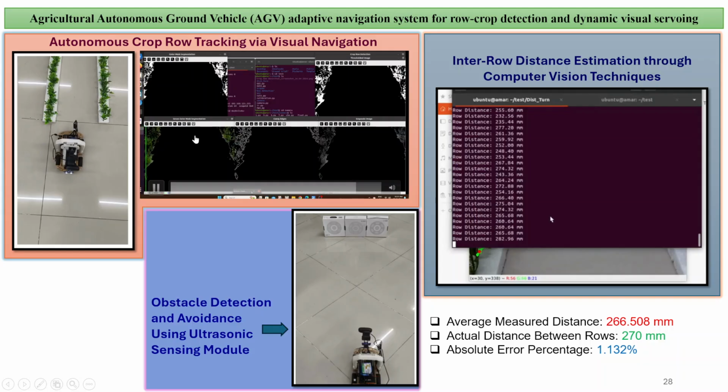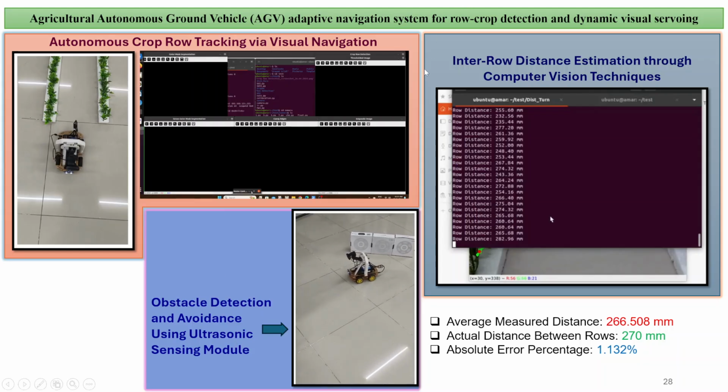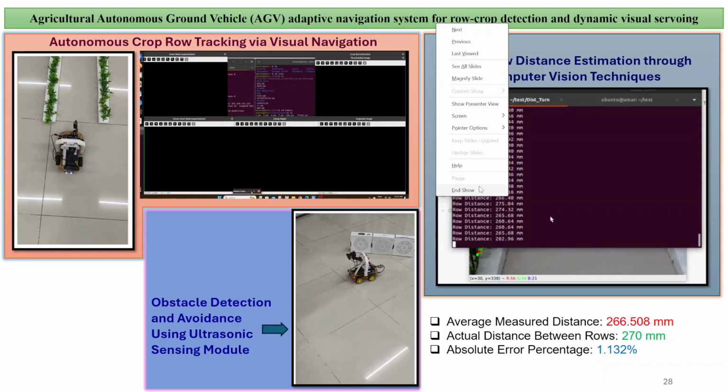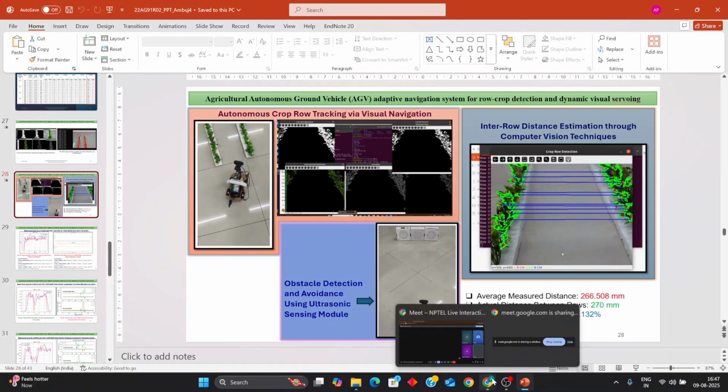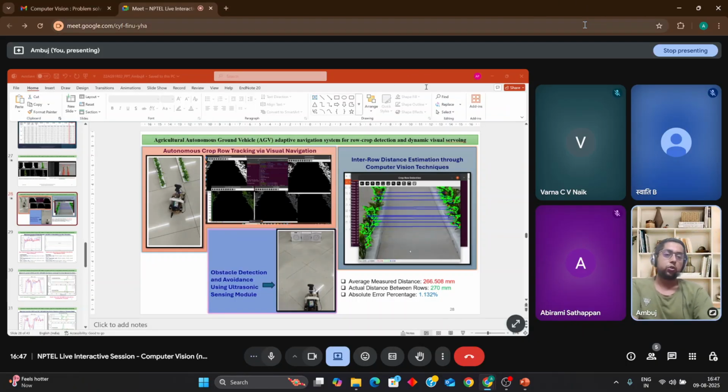So the principal application of computer vision, here you try to see obstacle detection also. Obstacle detection is there, then it is avoided using another sensor, the ultrasonic sensor. But the principal application of computer vision which I wanted to show you is this particular one only. Computer vision is indeed very helpful for us in autonomous navigation.